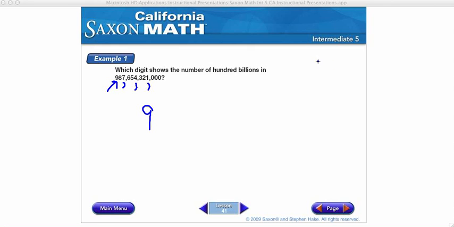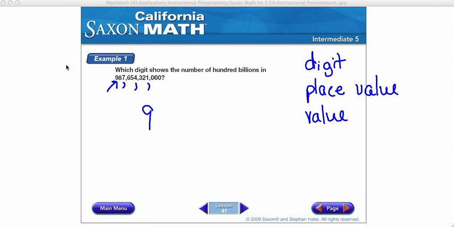Now let's talk for a minute about the difference between digit, place value, and value. So a digit is just a number. It's usually 0 through 9. So what single number is in the 100 billions place? That would be a 9.